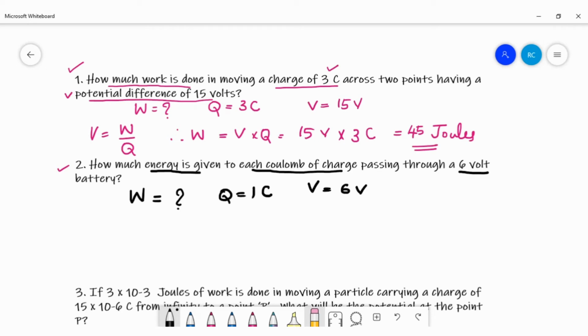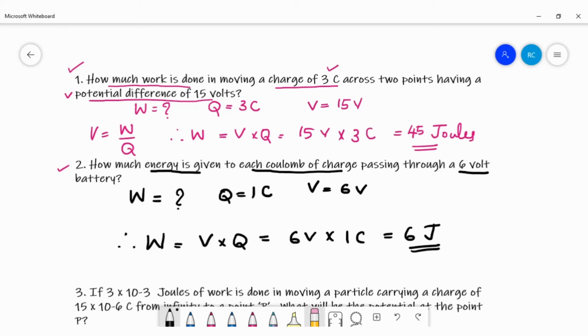Now W, therefore W is equal to, how do we calculate W? We already derived the equation in the previous problem, V into Q. So V is equal to 6 volt into Q is 1 coulomb. So we will get 6 joules. Energy we express in terms of joules. So W is equal to 6 joule.